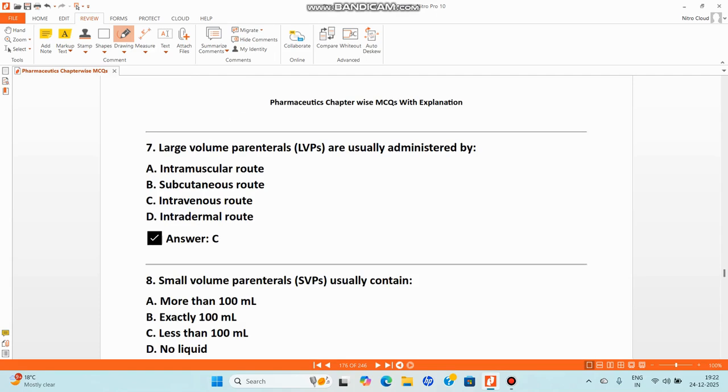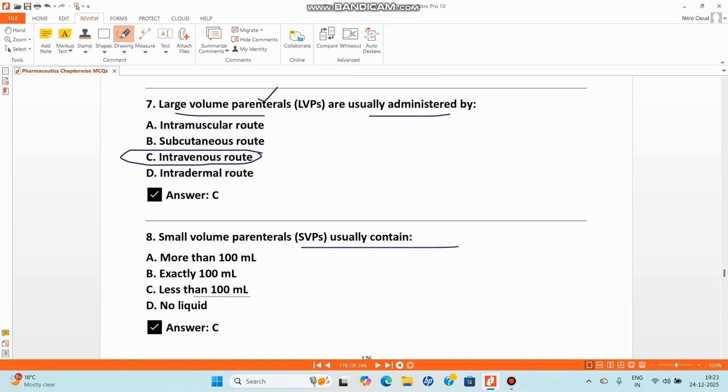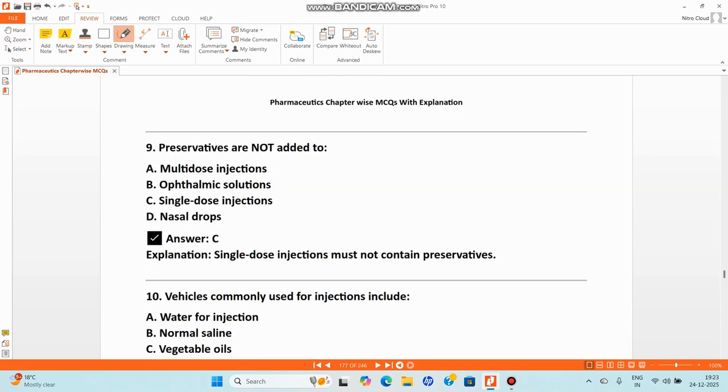Okay, so large volume parenterals are usually administered by C. Here the answer will be intravenous route. Large volume parenteral means the volume is higher, more than 100 ml. So normally we use saline. Small volume parenteral, see here, it contains what? Less than 100 ml. The answer is less than 100 ml.